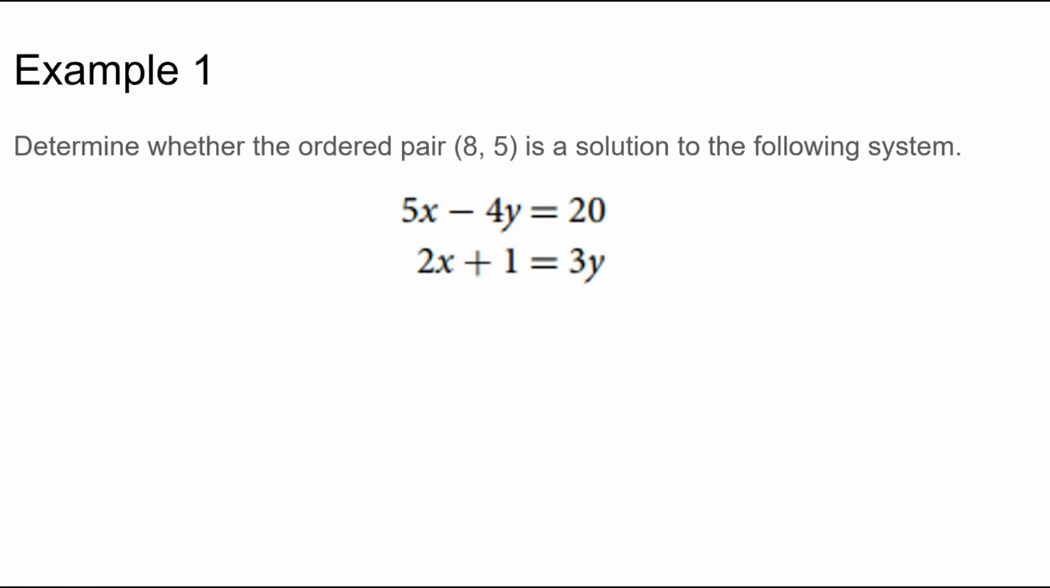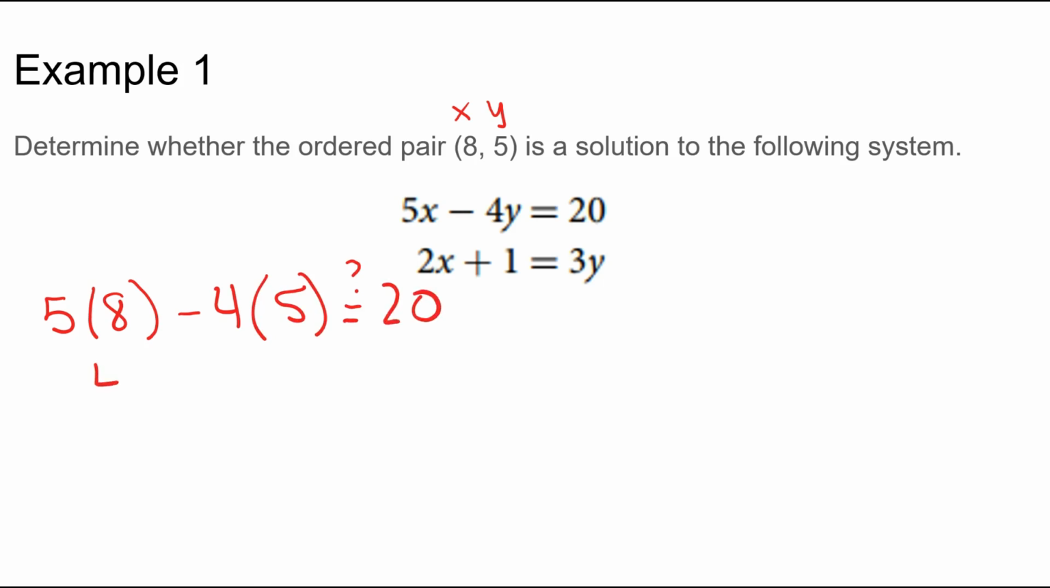Let's take a look at two examples. Determine whether the ordered pair 8, 5 is a solution to the following system. To be a solution, it needs to work for both equations. So labeling x and y, we'll plug it in. So 5 times 8 minus 4 times 5, do we get 20? So we get 40 minus 20.